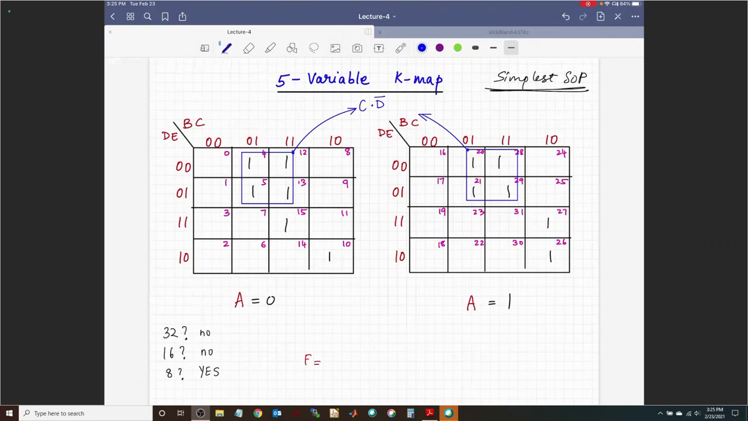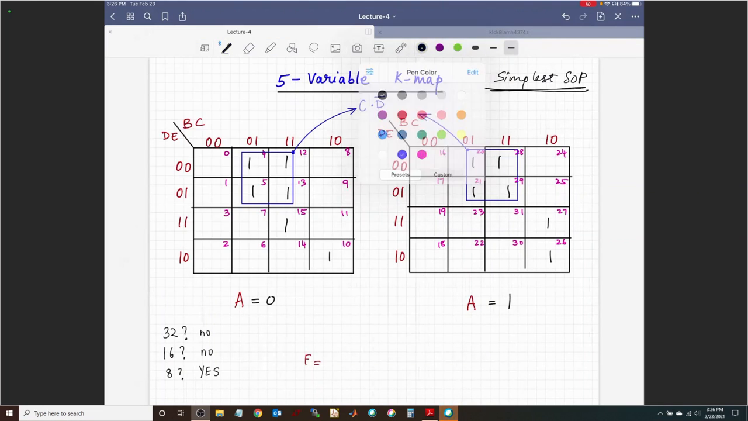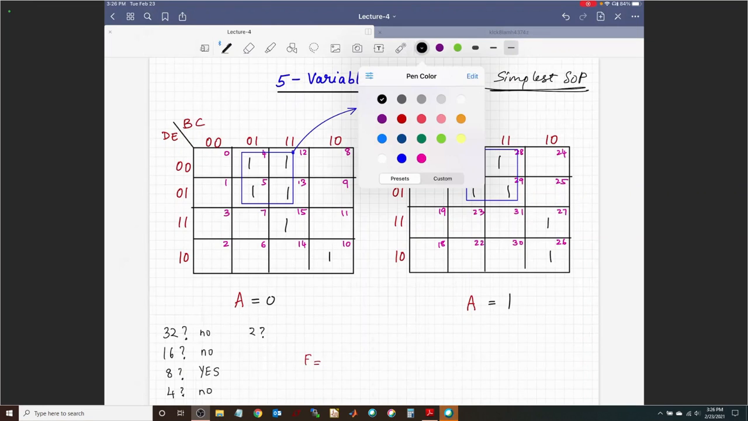Let's see. So no group of fours is what you're saying. And then there are two groups of two and three groups. All right, so let's try to look at four. Four is not possible. So four, question mark, no. And then two is the next question mark. And I think you will get a bunch of twos. Let me put them in red.